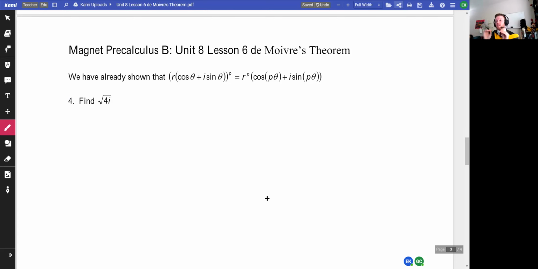Let's use it in reverse. We want to find the roots of 4i. If I said, what are the roots of 4, what would you say? 2. The principal root is 2, but what's the other root? Negative 2. And we can talk about what the principal root is for complex numbers in a second. But the roots of 4 are negative 2 and 2.